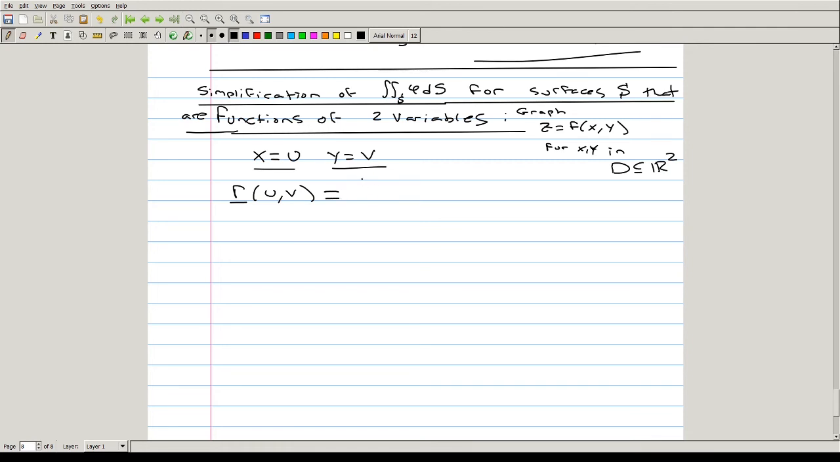And so our parameterization for a surface that's expressible as the graph of some 2D function is going to be the following vector function. Well, x is u, y is v, and z is whatever the value of that function is. So f of u, v. And this is the correct way of parameterizing the graph of any function.